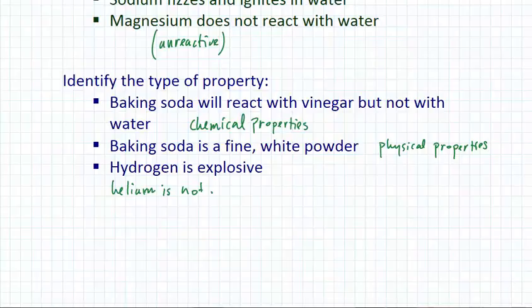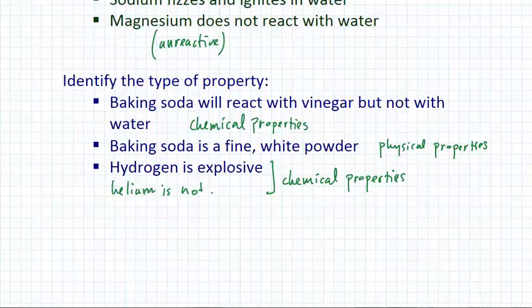Okay? So when I say hydrogen is explosive but helium is not, those are physical properties, right? No? Physical properties or chemical properties? Yeah, they're chemical properties because even though we're not describing exactly what they're reacting with, they're descriptions of the chemical reactions that a substance could undergo.